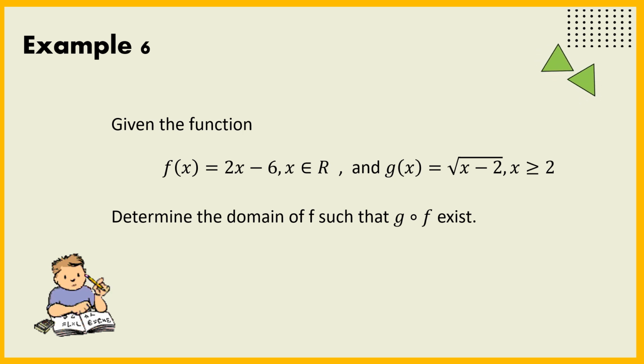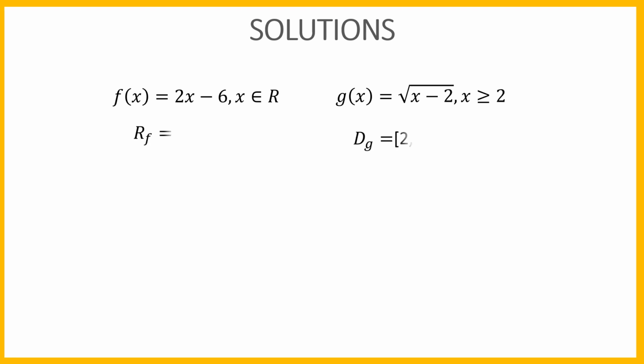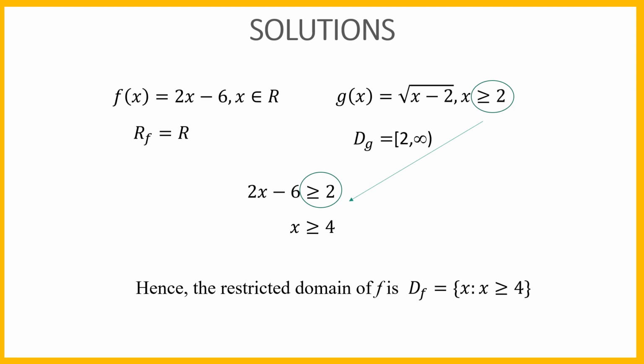Similarly, in example 6, we need to determine the domain of f such that g of f exists. Analyzing the values of the range of f and the domain of g, the domain of f is restricted by letting the range of f, 2x minus 6, be greater than or equal to 2, which is the same range of values as the domain of g. Solving, we have x greater than or equal to 4. Hence, the restricted domain of f is for all x greater than or equal to 4.